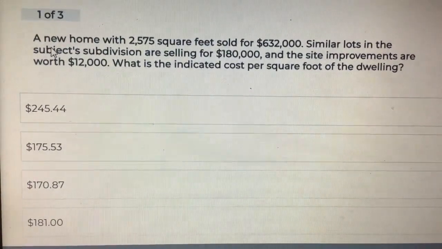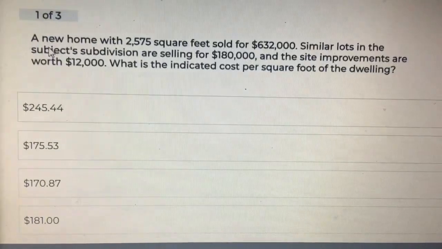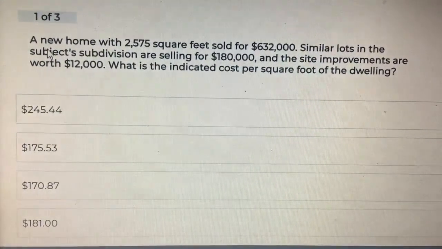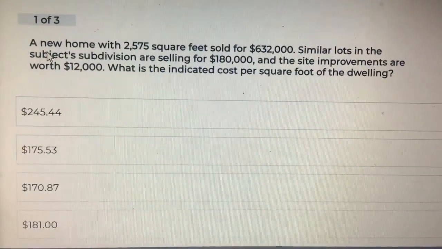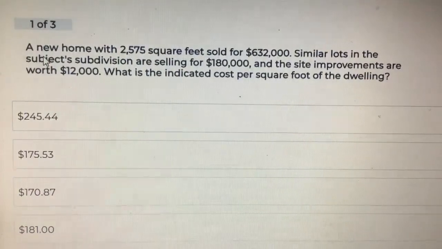A. $245.44. B. $175.53. C. $170.87. Or D. $181.